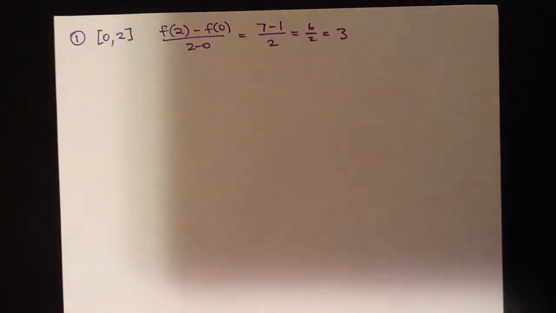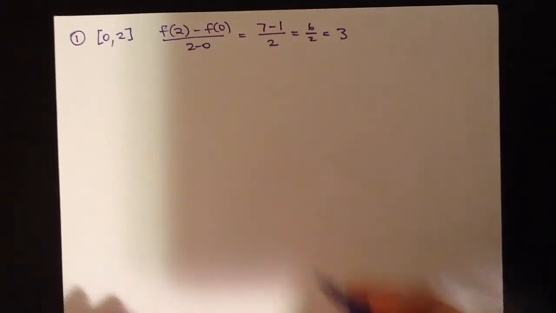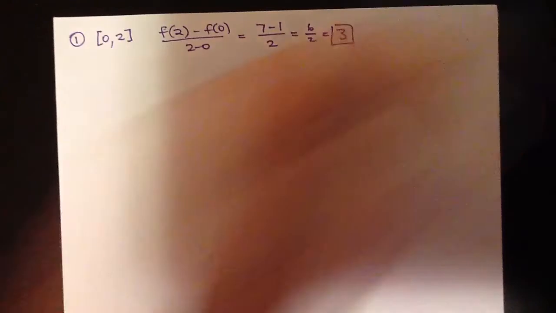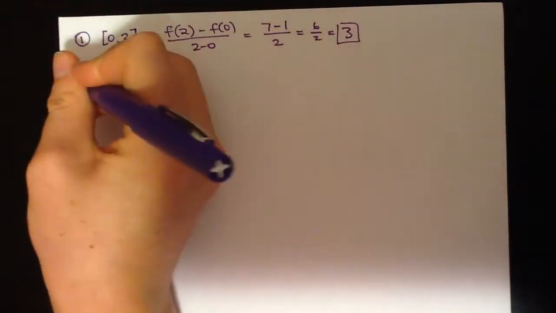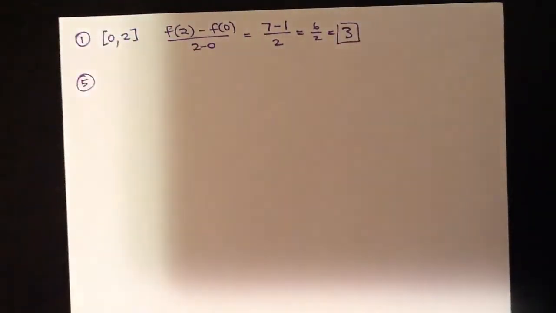And I don't think we have units here, do we? No, so normally you would have something like meters per second or something like that, but I guess this is just 3. So our next one in order would be number 5.